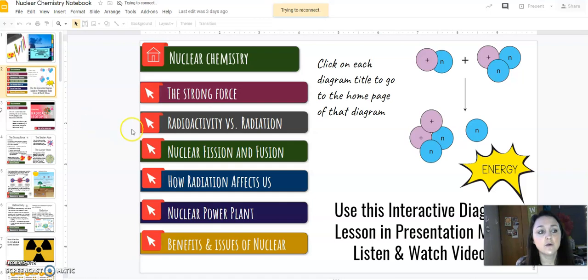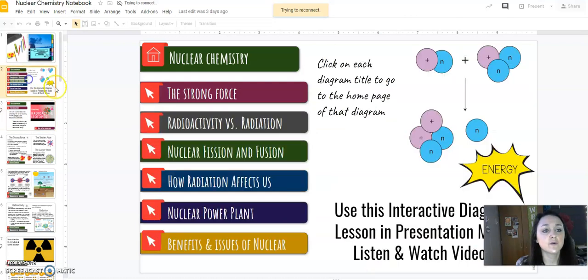So the first thing I want you to know is in this digital notebook, we've got a few different things. We can click on each title and it'll take you to the page that you need to go. But we're going to be talking about nuclear chemistry. So we're going to use this interactive diagram, which is how you can click and it'll take you to exactly the slide you need to see how we get radioactive isotopes, radiation, radioactive decay, and what all that means.